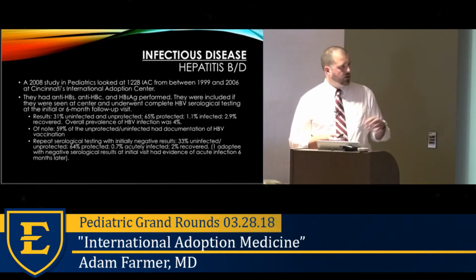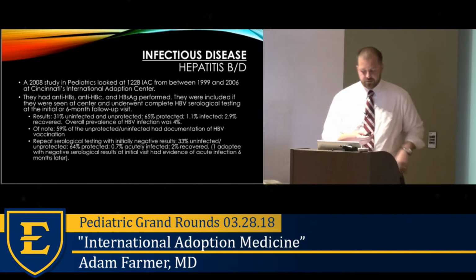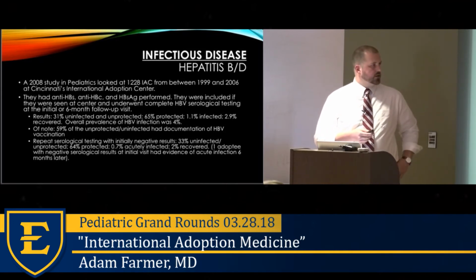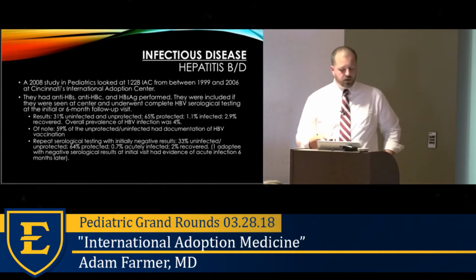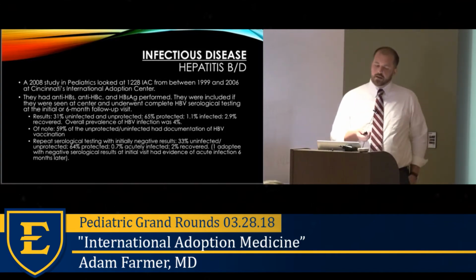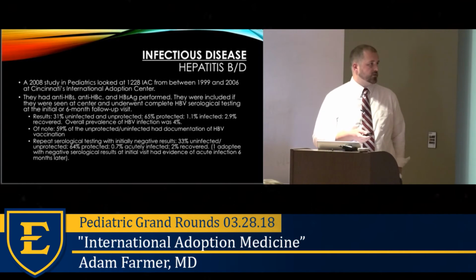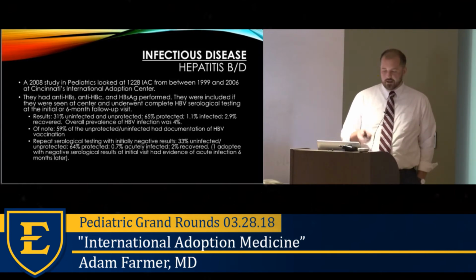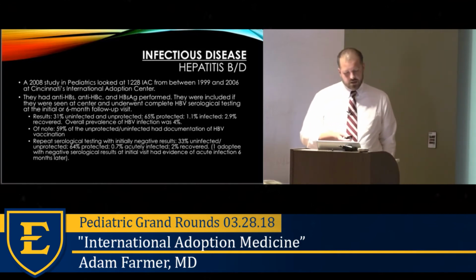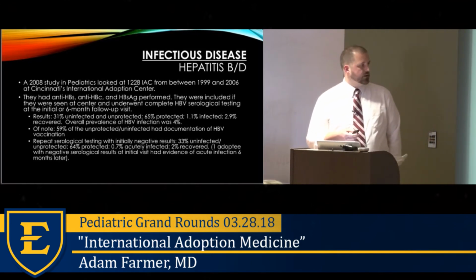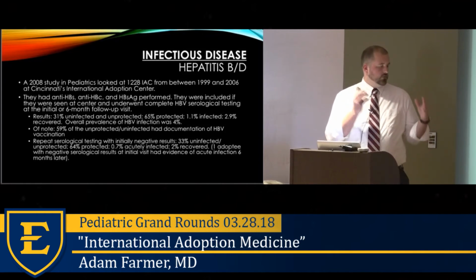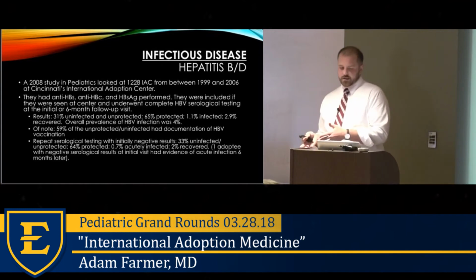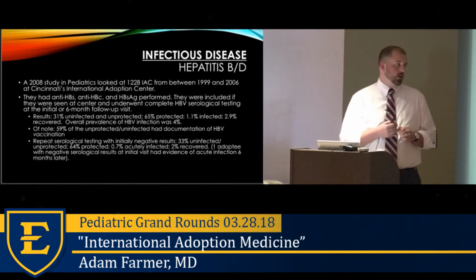This was an interesting article I found I want to talk about briefly. It was a 2008 study in Pediatrics that looked at 1,228 internationally adopted children from between 1999 and 2006, and it came out of the Cincinnati Children's International Adoption Center, which is where a lot of the best research is coming out of right now. They had the full hepatitis B panel performed, and they were included if these kids were evaluated with a full hepatitis B panel at the initial screening and then as well at the 6 months screening.